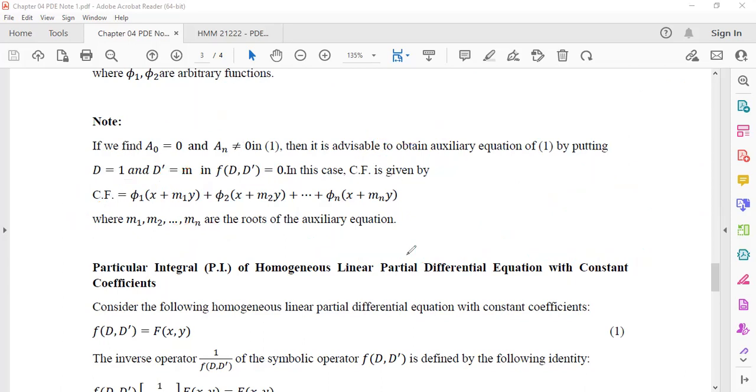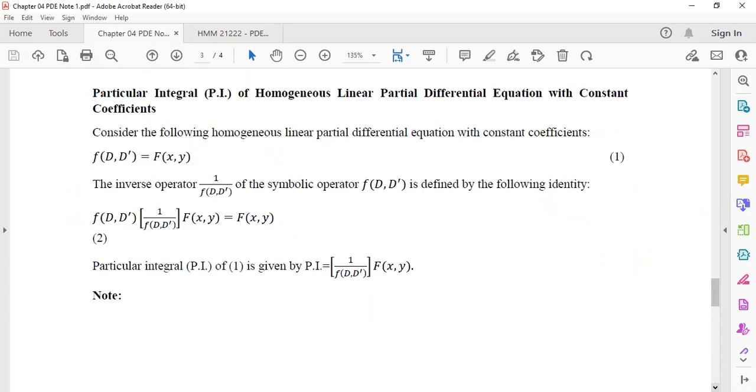So hope you have understood how to get our complementary function. We can also see some examples. So what about the particular integral case? Let's see the common particular integral cases. Then we can come to our easiest part.